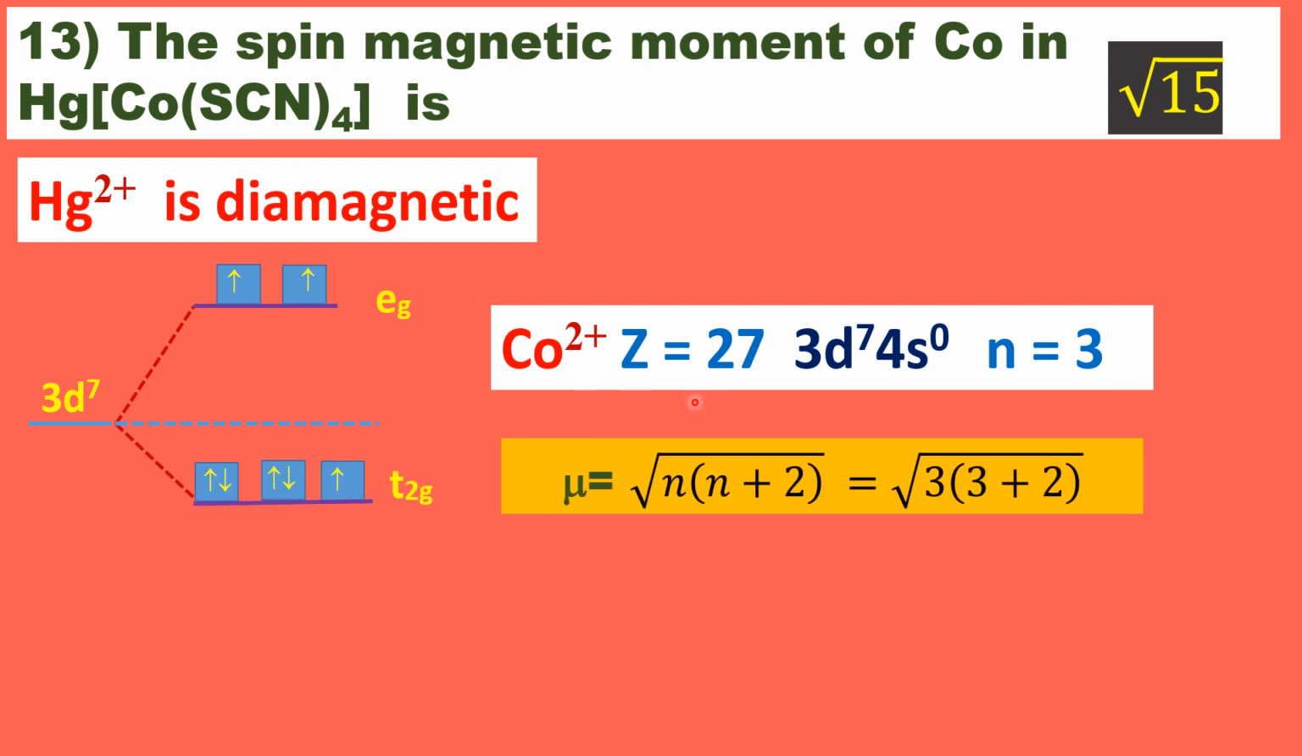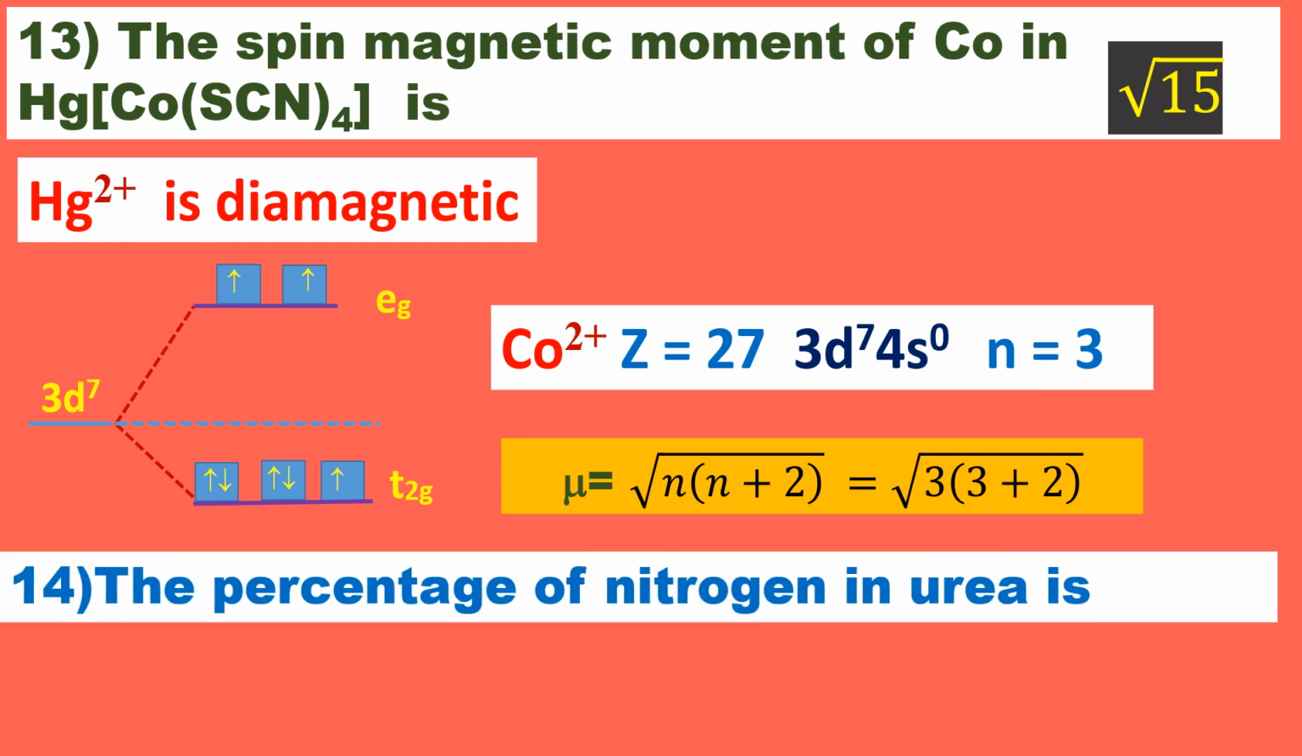Now what is the formula to calculate the spin magnetic moment? Mu equals square root of n into n plus 2. Therefore, n equals 3. Let us substitute n equal to 3 in this formula to get square root of 15. Okay. Next question. Shall we move to the next question?